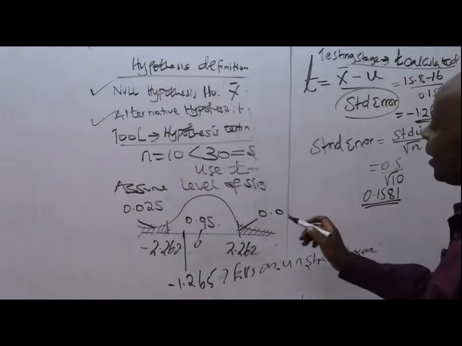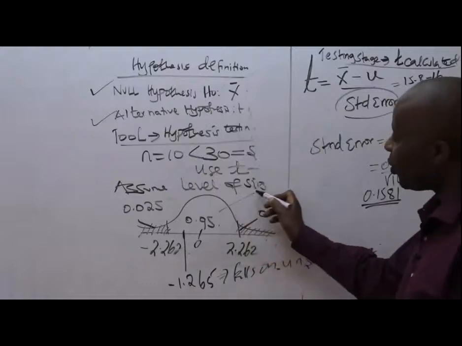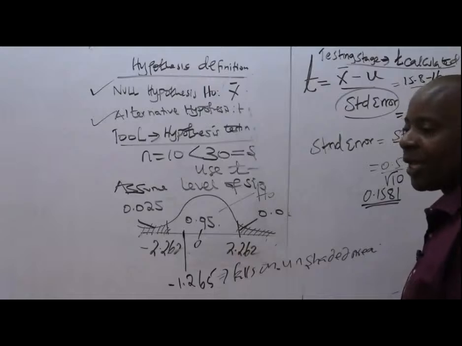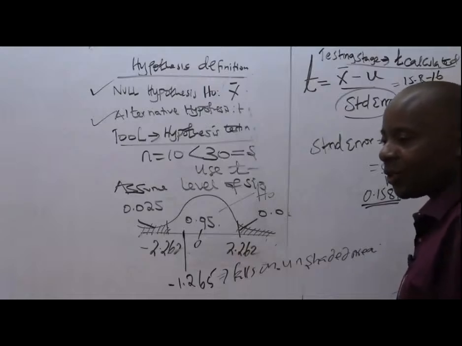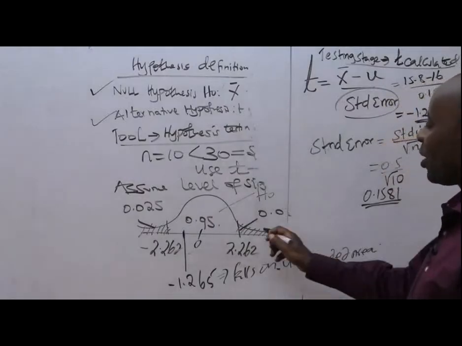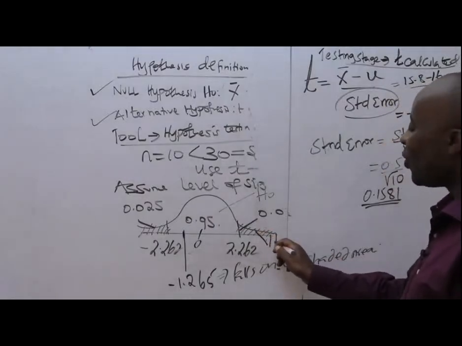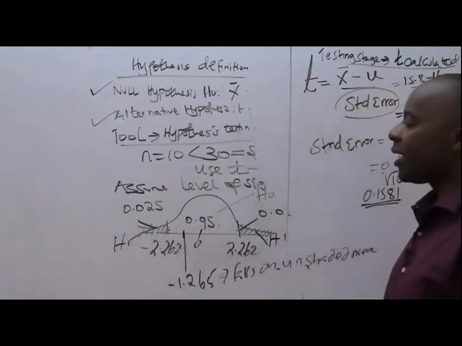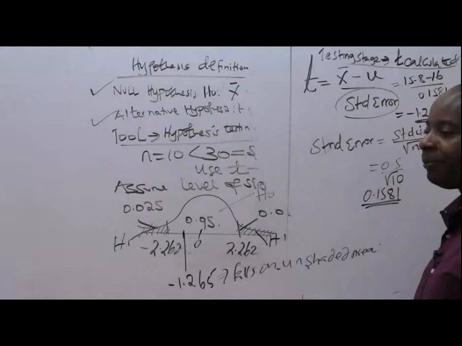And unshaded area, please mark your territories very well. Unshaded area is what we call H0. Shaded area is always H1.